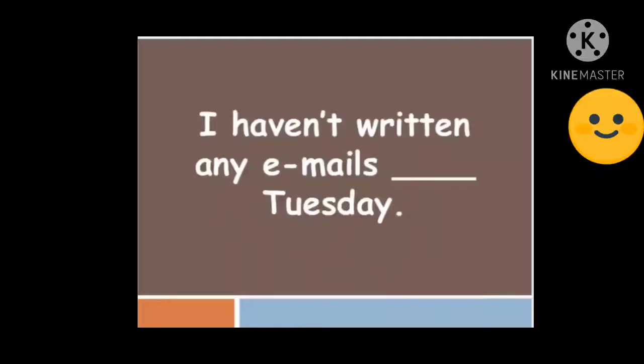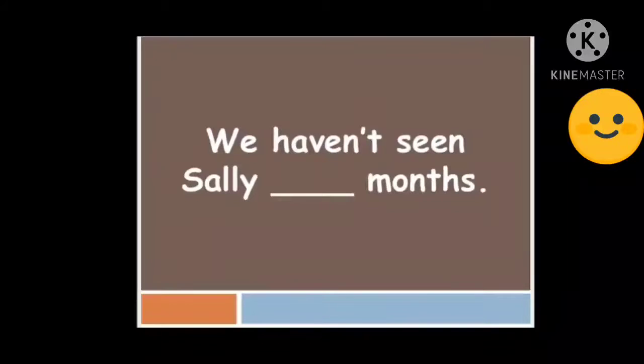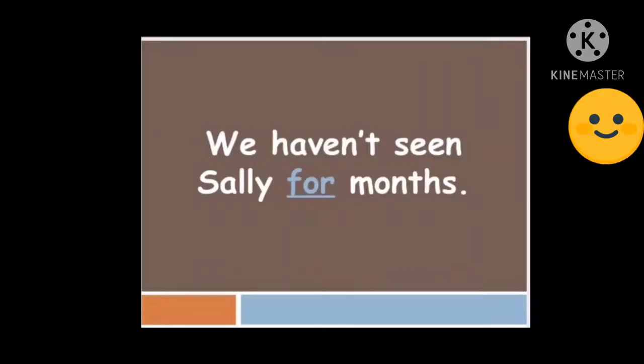I haven't written any emails dash Tuesday. Okay, again Tuesday, the days of the week, the name of the weekday is used. So as we have practiced these models earlier, we have to go with the point of time since. See here, I haven't written any emails since Tuesday. We haven't seen Sally dash months. So months means again duration. Of course, particular 4 months, 5 months not mentioned. Of course, years, hours, months, this kind of indefinite time phrase are used at the end of the blank or the sentence. Then we usually make use of for. We haven't seen Sally for months.